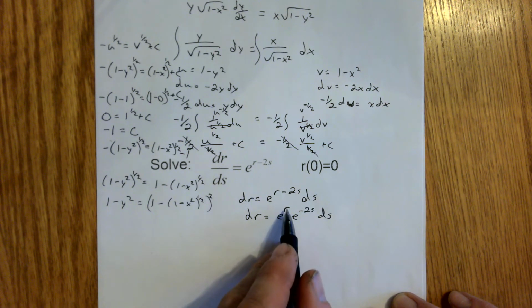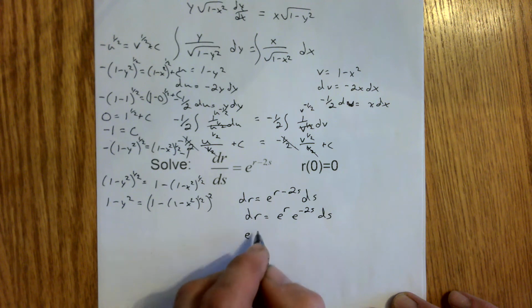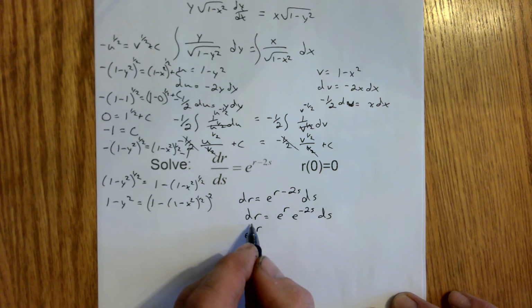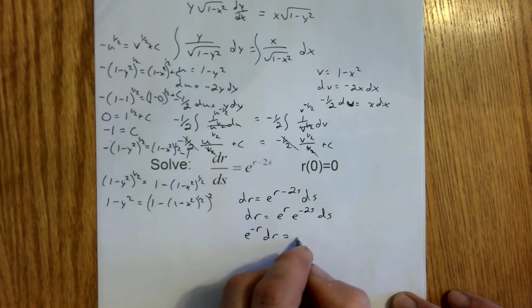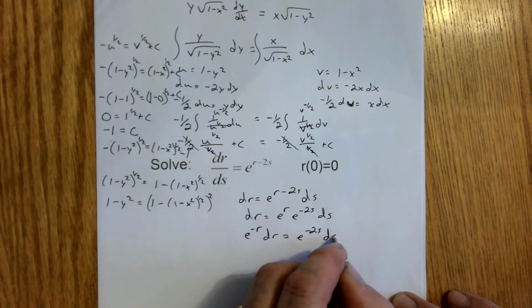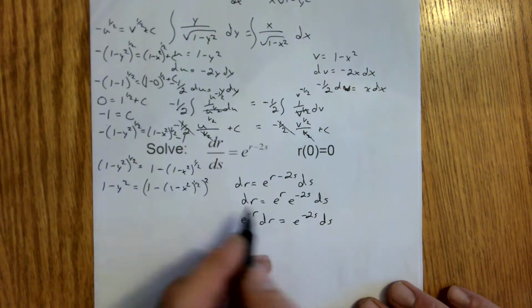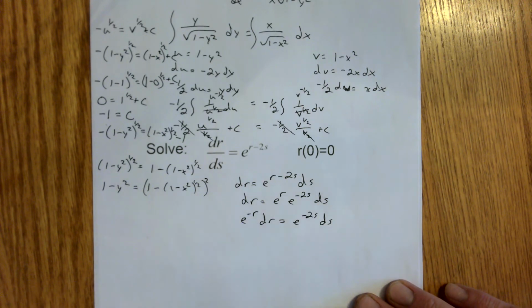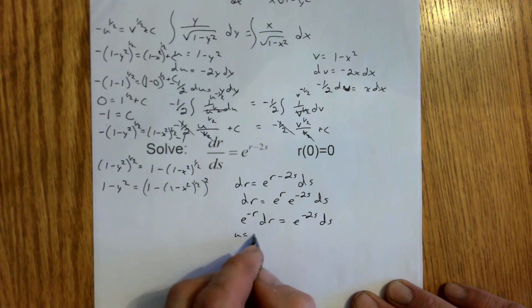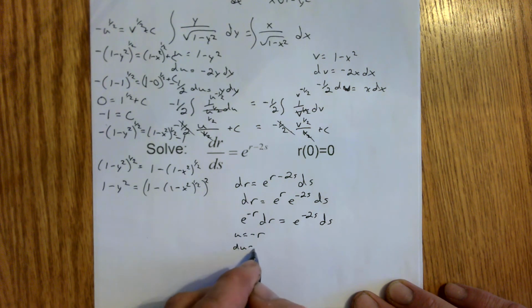We can go ahead and bring this e to the r over. If I divide by e to the r, that's the same as e to the negative r dr equals e to the negative 2s ds. Integration of e to the negative r, we can't necessarily do that, so we let u equal a negative r. So du equals a negative dr, and a negative du then equals dr.